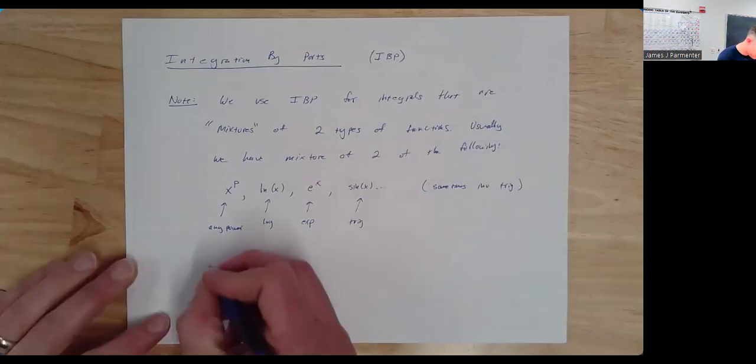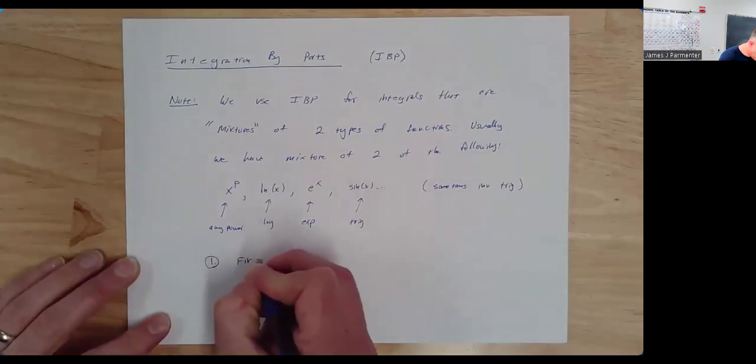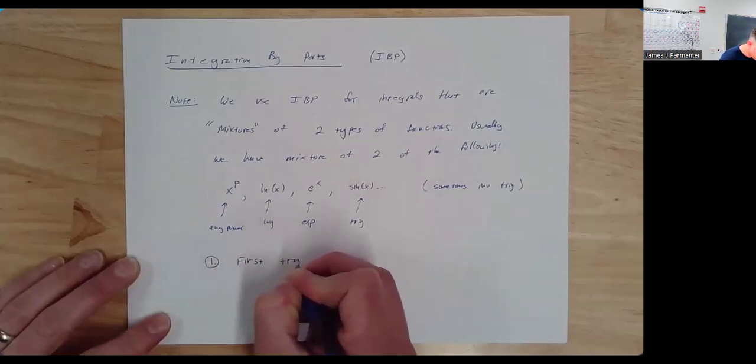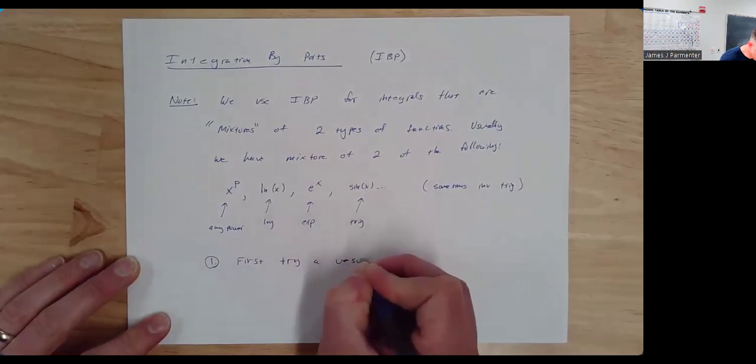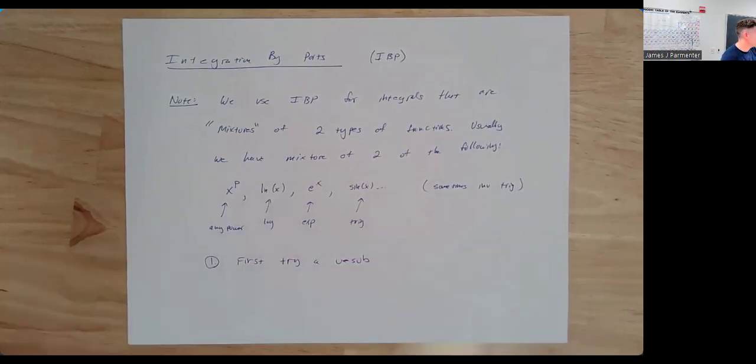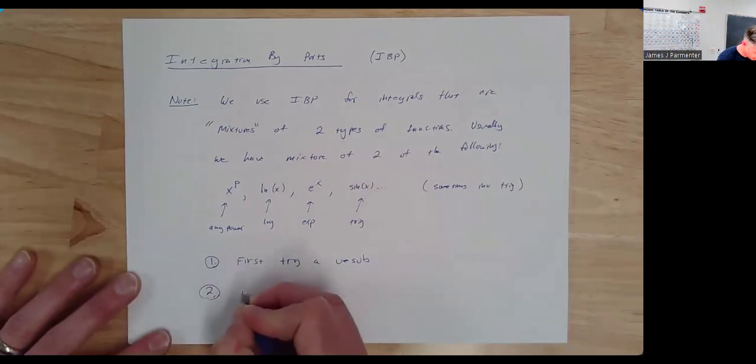So if you see two of those types of things in your integral, the first thing you should try is U sub, because U sub is just easy. And typically both of these methods won't work. So either a U sub will work or integration by parts will work. And we should try to see if the easier thing will work first. And then if that doesn't work and it's a mixture, you should then try integration by parts.